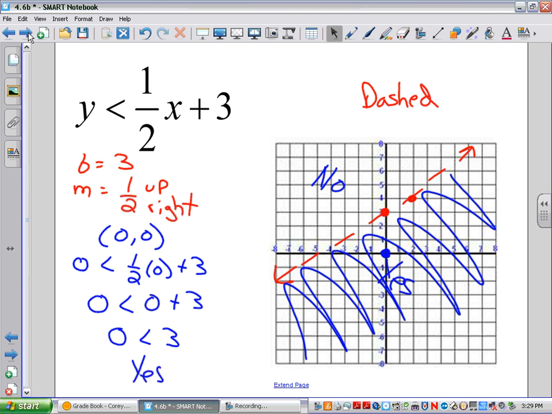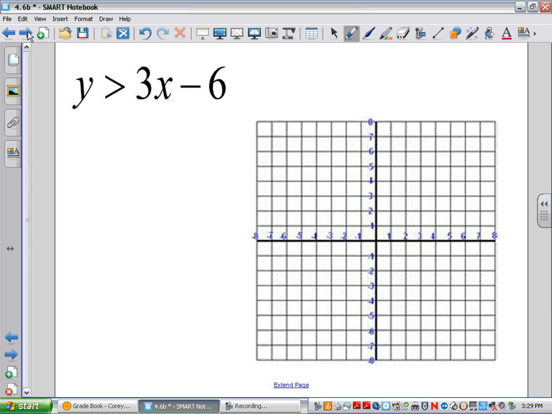Okay. One more. Try that one on your own, please. Hit the pause button here. See what you can do. With this one, my y-intercept is -6. Slope is 3, but I make that 3 over 1. Up 3 and right 1 is what that means. So y-intercept -6. It's way down here. Mark that point. From there, go up 3, 1, 2, 3, and over 1.